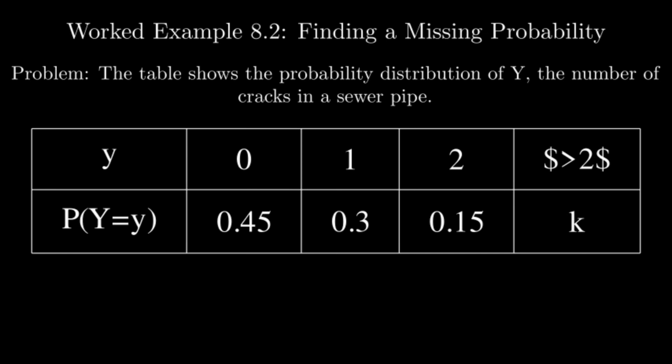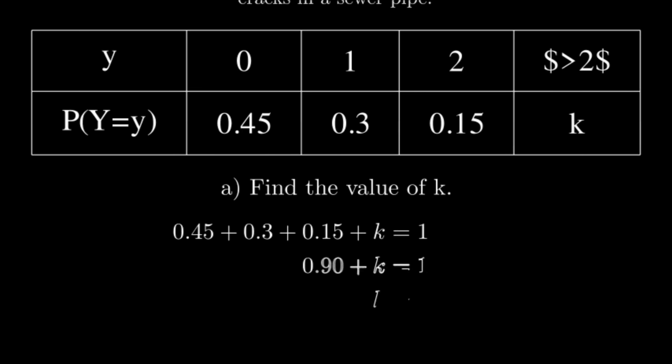Notice that one of the probabilities is unknown, labeled k. Our first task is to find the value of k. How can we do this? We use the fact that the sum of all the probabilities in the table must equal 1. So we can set up an equation. 0.45 plus 0.3 plus 0.15 plus k must equal 1.